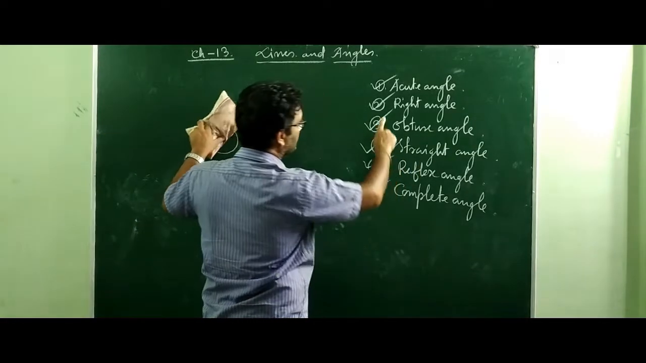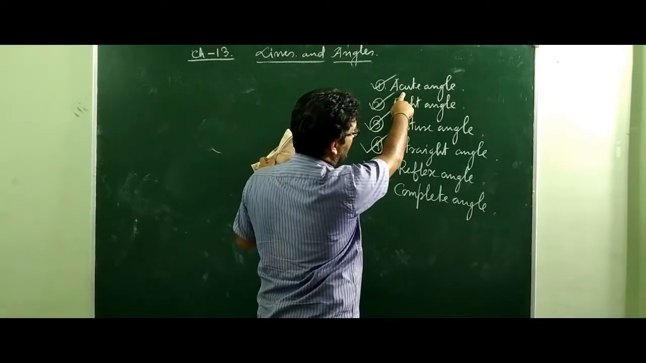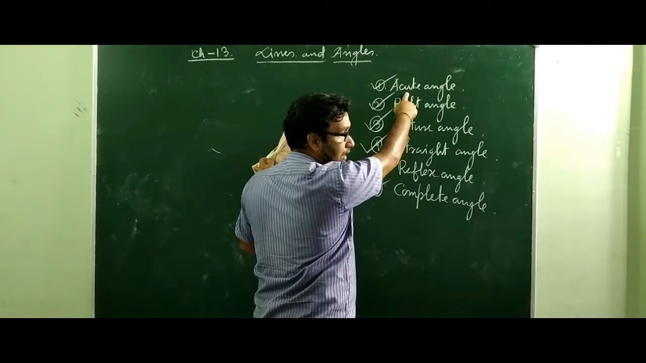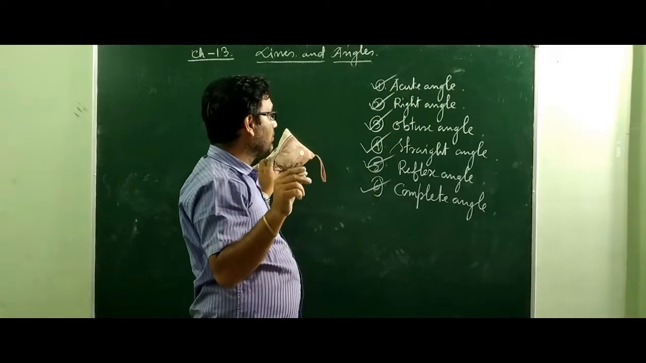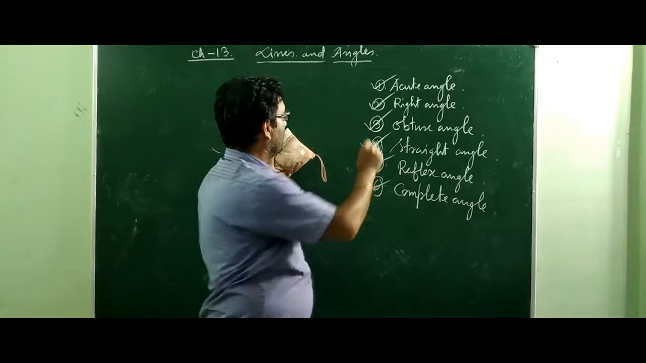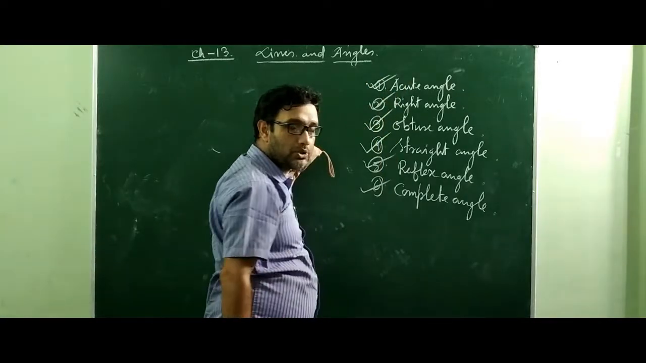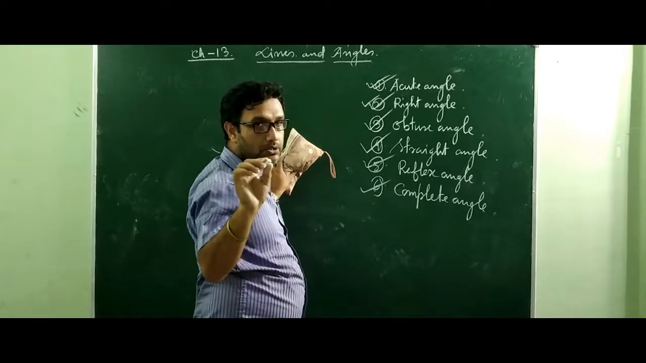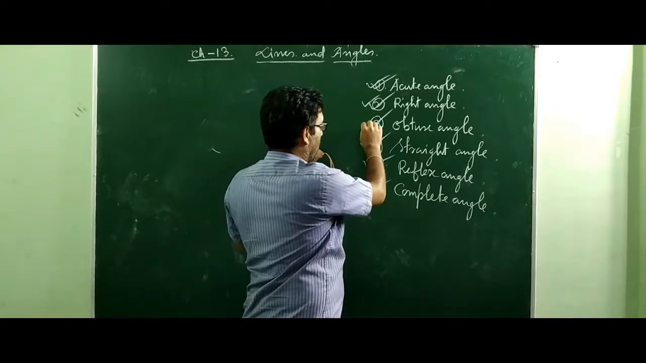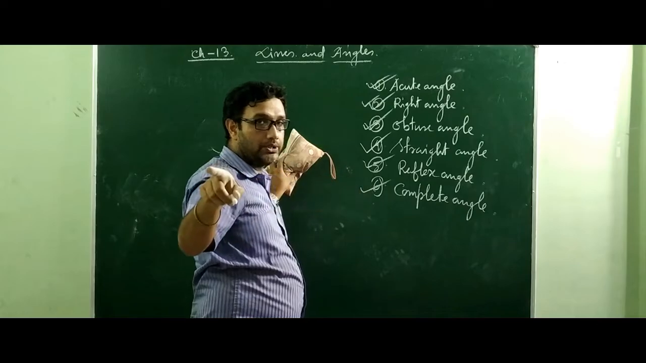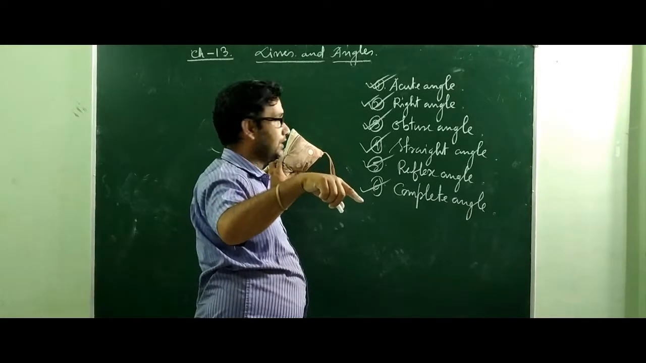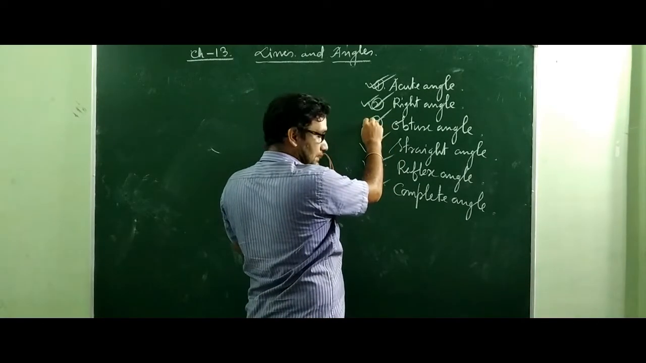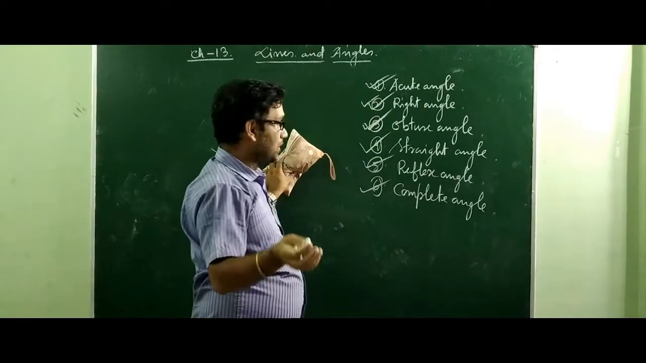Now you see here, in shortcut way, if you remember: acute angle means less than 90. Right angle means equal to 90 degree. Obtuse angle means more than 90 degree but less than 180 degree.